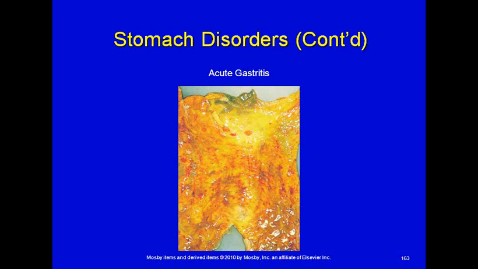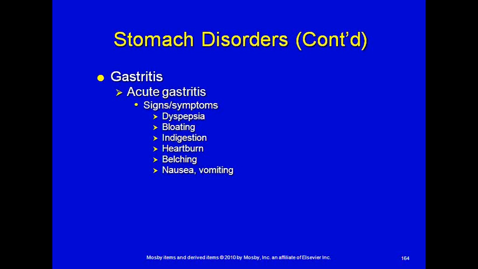Normally that tissue should be yellow, but you can see that it's got streaks of red, and those streaks of red, those red spots and things on that tissue of the abdomen is an indication of inflammation and swelling. Acute gastritis signs and symptoms: a lot of gas, bloating, indigestion, heartburn, belching, nausea, vomiting.